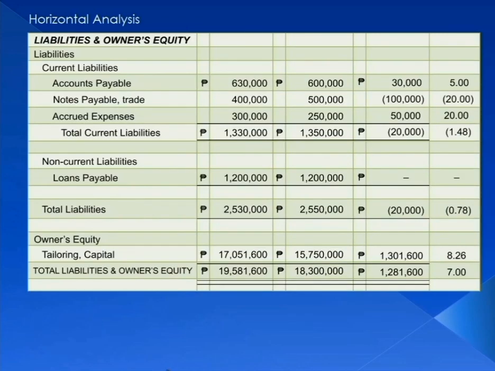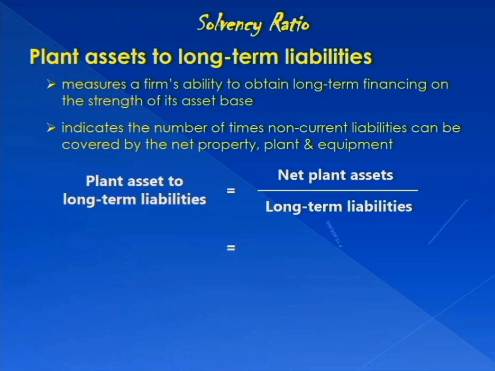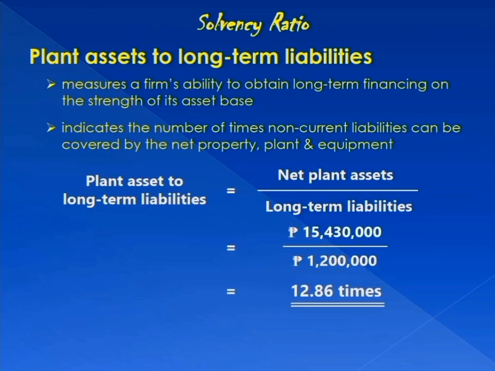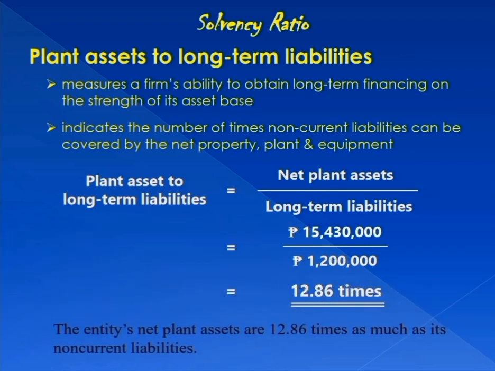How about the company's total non-current liabilities? 1,200,000. Its plant assets to long-term liabilities, therefore, is 12.86 times, which is a good enough ratio.